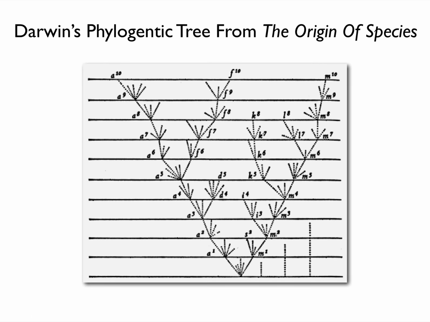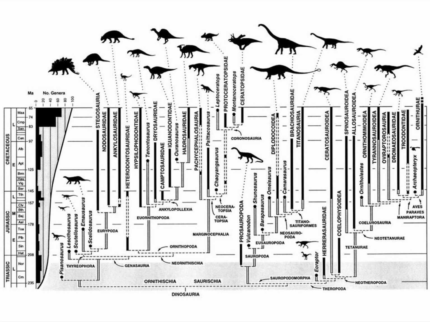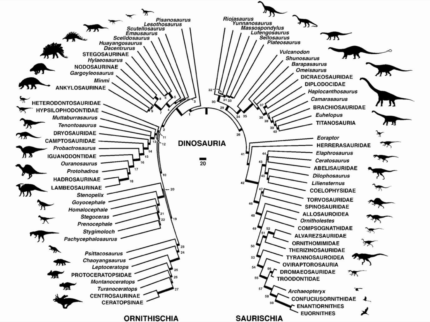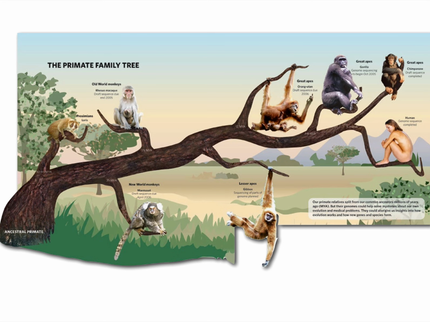But we know a lot more today than Darwin did because we have all these other forms of evidence. And so if you look at, for example, a phylogenetic tree of dinosaurs based on what we know about dinosaurs, it's pretty complex. That's one way of portraying it. Here's another way of portraying it. So these are phylogenetic trees with different branches, as you can see the way these are drawn. Here's a primate phylogenetic tree.